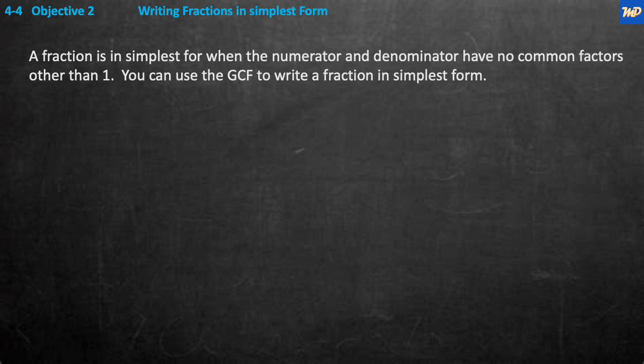So in Objective 2, we're going to be writing fractions in simplest form. A fraction is in simplest form when the numerator and denominator have no common factors other than 1. You can use the greatest common factor to write a fraction in simplest form. If you remember from before how we do greatest common factors, you can use the little tree method, a factor tree, or a couple of different methods, but we'll find out as time goes on.